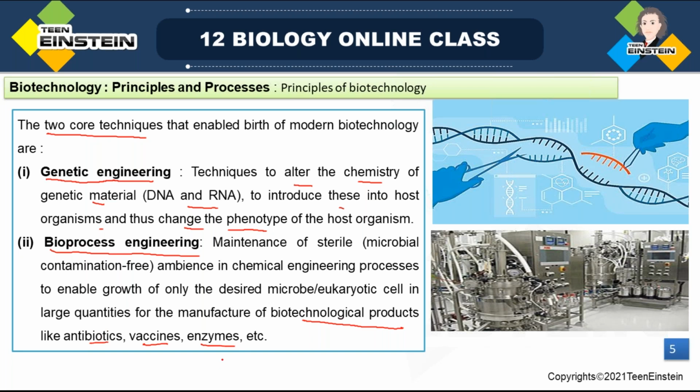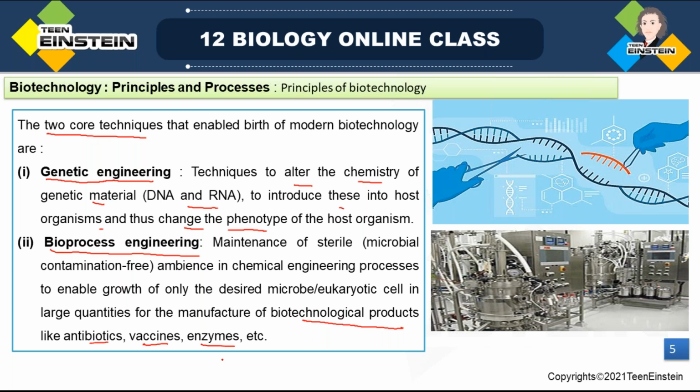Okay. So bioprocess engineering means one type of organism or one type of microbe, whichever we want, grown on a large scale for some kind of enzyme, antibiotics or vaccines without any contamination. That means we are assuring the growth of only one type of organism which produces the antibiotics or enzymes we want on a large scale. How? Contamination free. Contamination means other types of organisms are included in it.